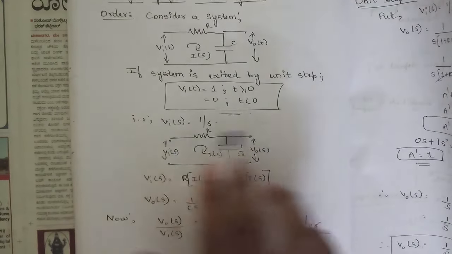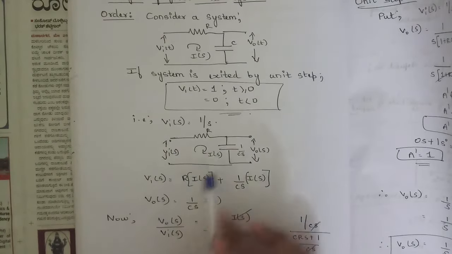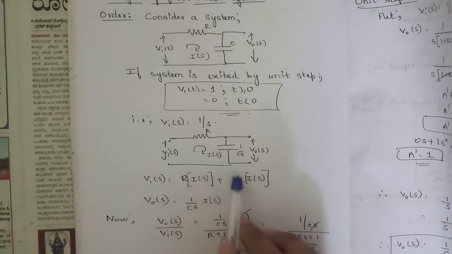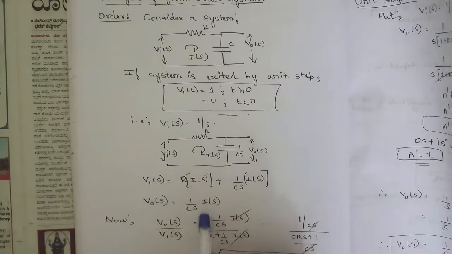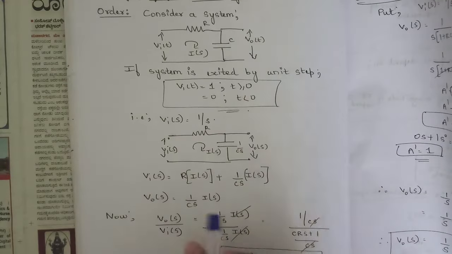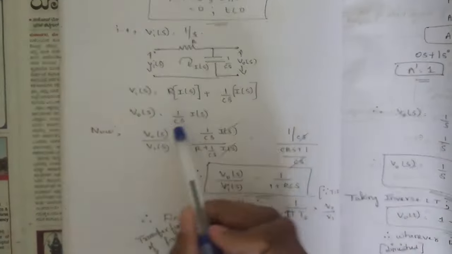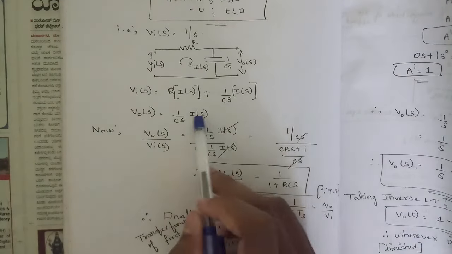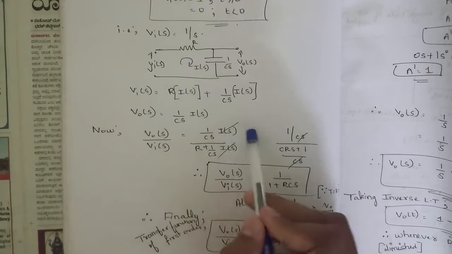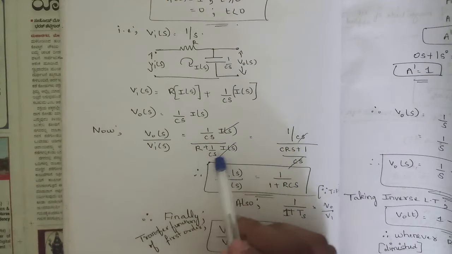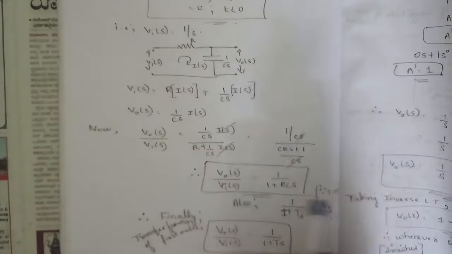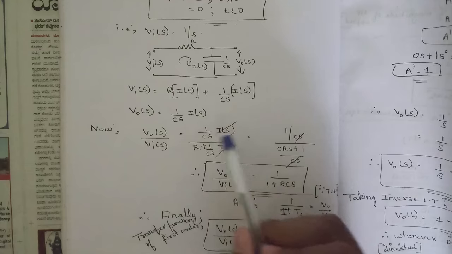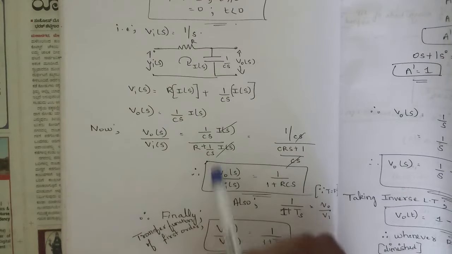Now write the equation: Vi of s is equal to R into I of s plus 1 by Cs into I of s. V out of s is equal to 1 by Cs into I of s. So the transfer function V out by Vi is 1 by Cs into I of s divided by R plus 1 by Cs into I of s. We can cancel I of s, remaining with 1 by Cs divided by R plus 1 by Cs.